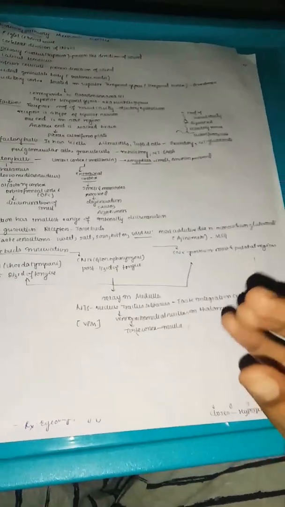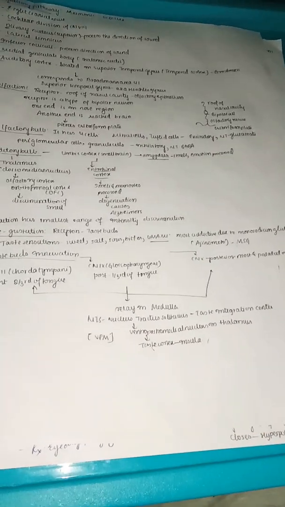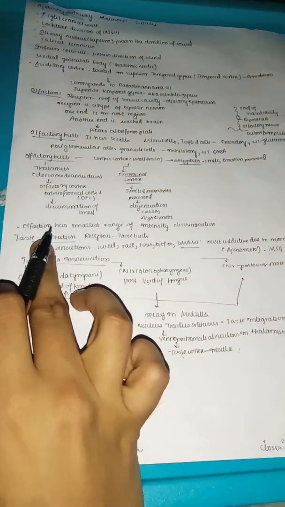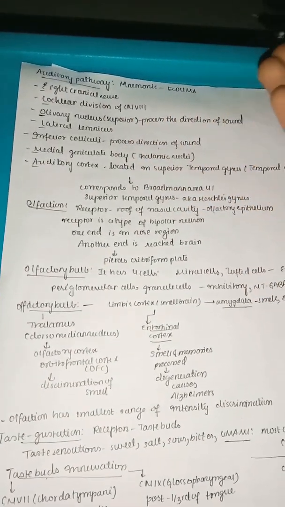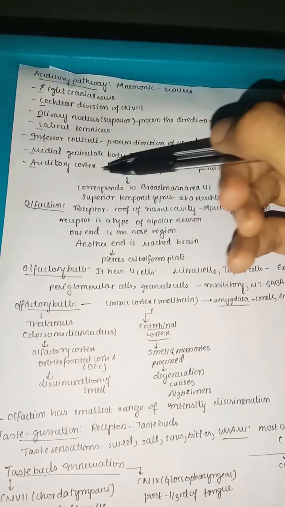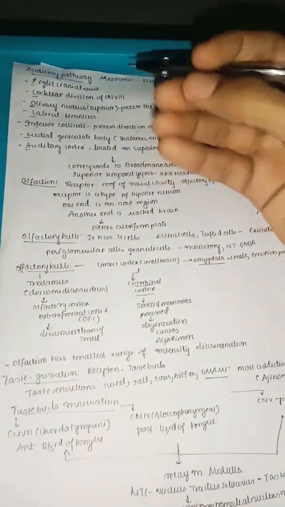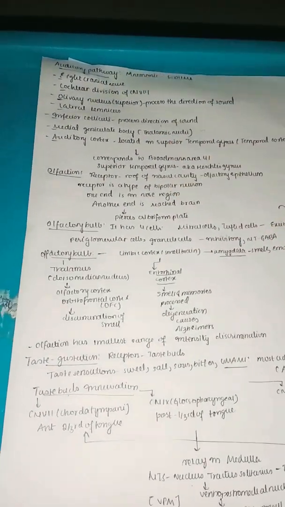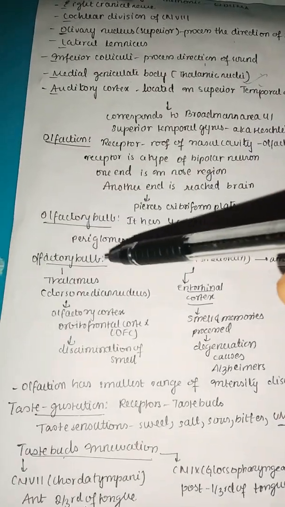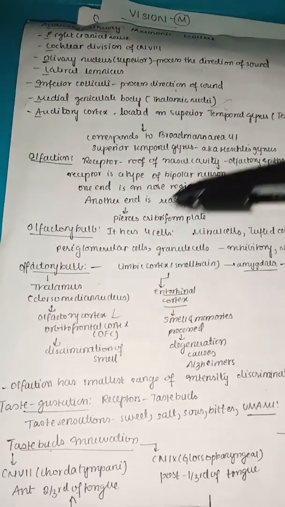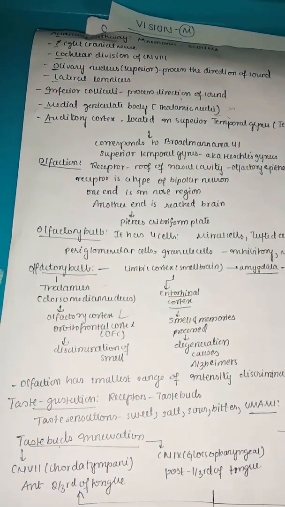You can see that for taste, for smell, for vision, everywhere the relay center thalamus is present. That is a common thing you need to observe. For the taste pathway you have the thalamus, in your auditory pathway also you have the thalamus, the medial geniculate body, which is a thalamic nucleus, and even in your vision you have the thalamus, and even for smell, the olfactory bulb, you have the thalamus, especially the dorsomedial nucleus. So these are all you need to remember about the special senses.